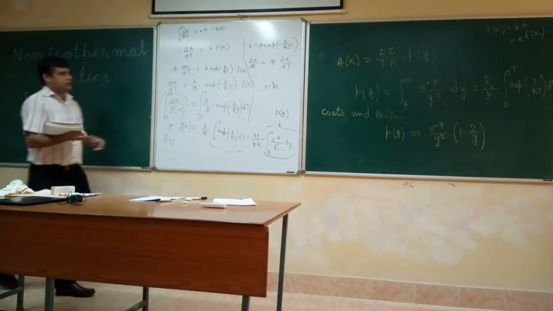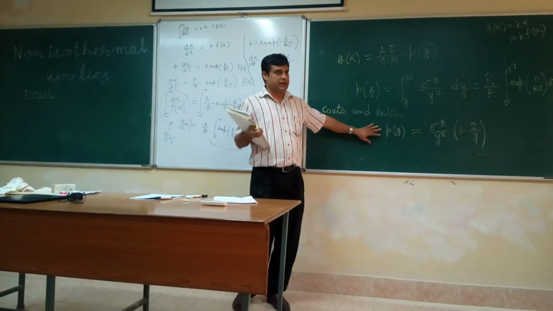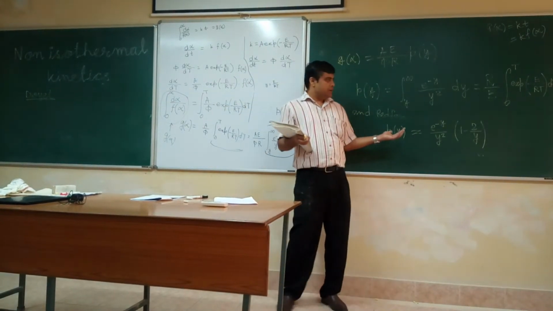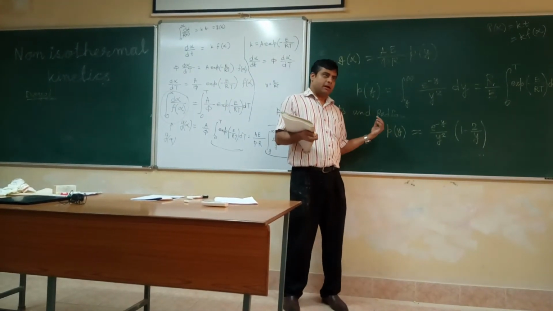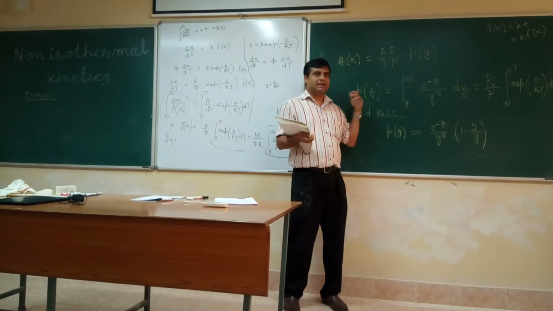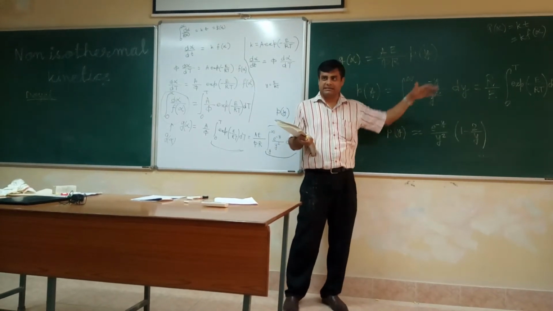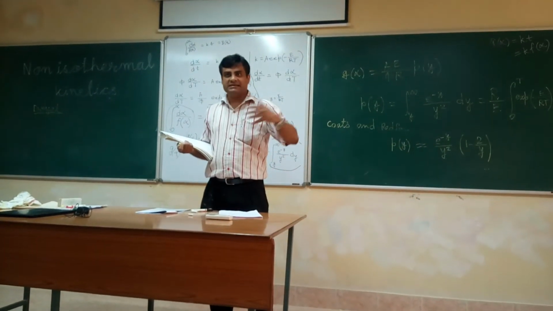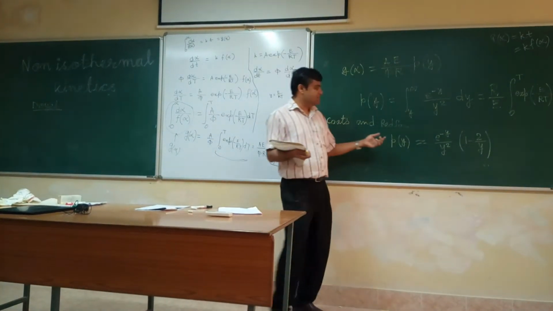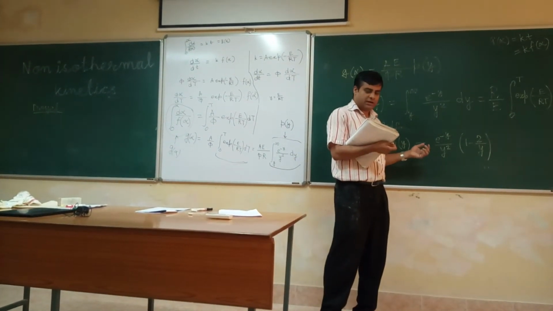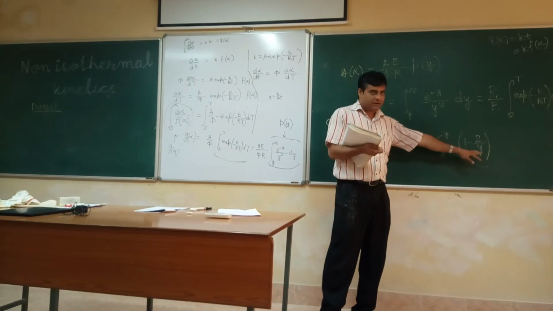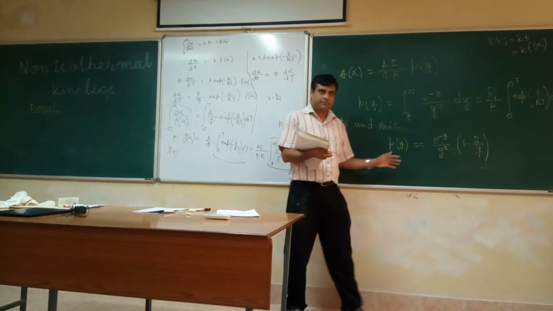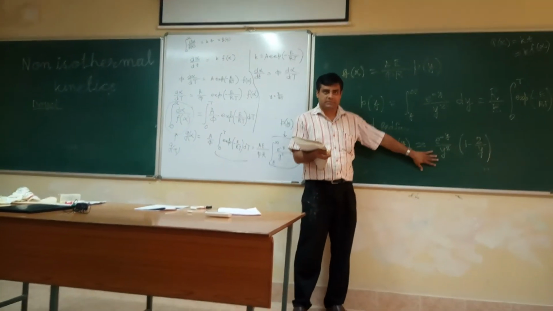So one was Coats and Redfern, their approximation about py. They got this approximation because some other people have been able to write py as a series expansion. There are two, three different forms of series expansion. They chose the asymptotic series expansion, took the first two terms of the series expansion, and came up with this py approximation.